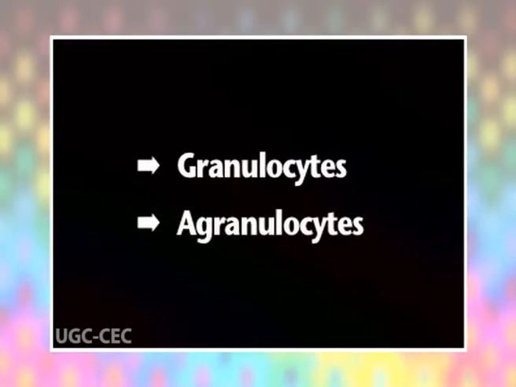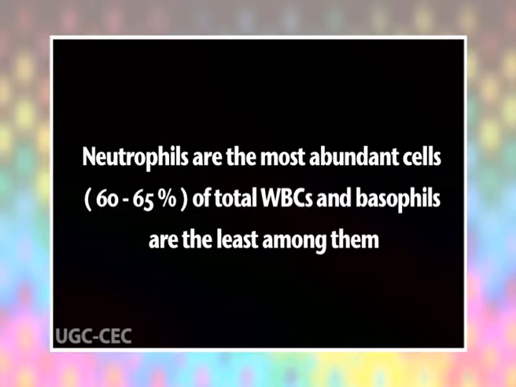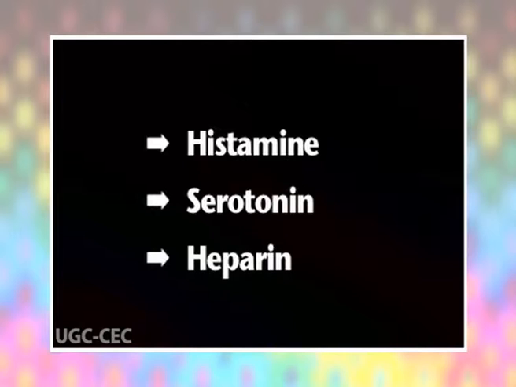Leukocytes are generally short-lived. There are two main categories of WBCs, granulocytes and agranulocytes. Neutrophils, eosinophils and basophils are different types of granulocytes, while lymphocytes and monocytes are agranulocytes. Neutrophils are the most abundant cells of the total WBCs and basophils are the least among them. Neutrophils and monocytes are phagocytic cells which destroy foreign organisms entering the body. Basophils secrete histamine, serotonin, heparin, etc. and are involved in inflammatory reactions.